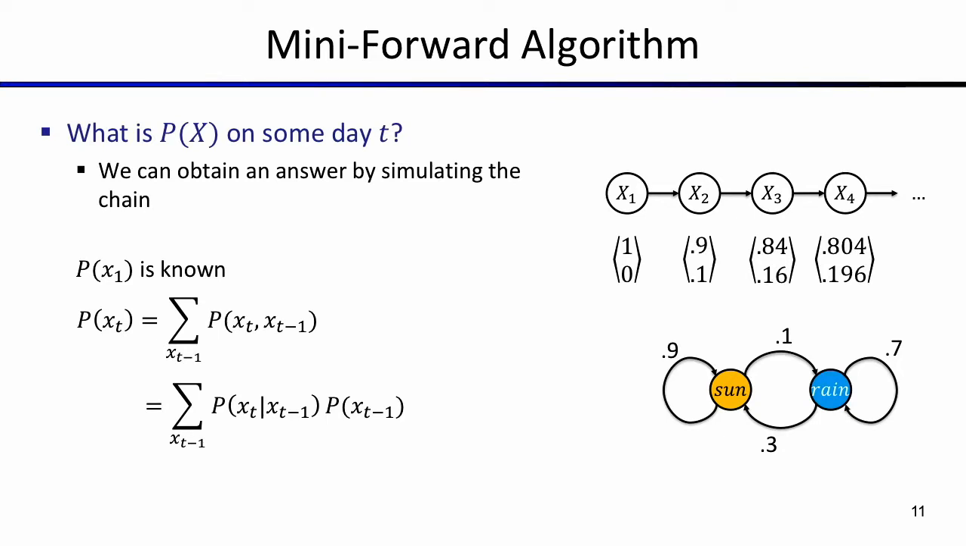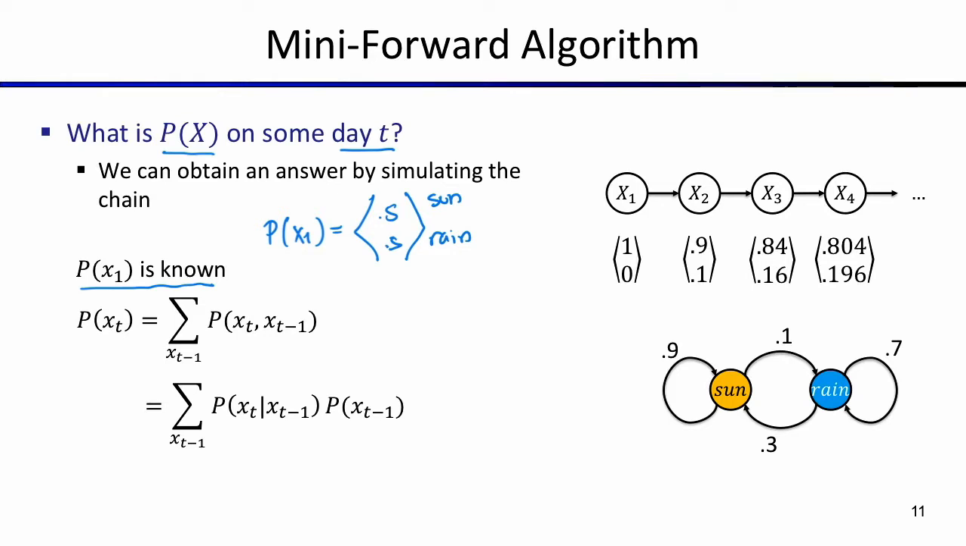We want to simulate the chain. We want to compute the probability of x for a sequence of days until we reach a certain day t. So we need to compute this probability. Let's suppose that the initial probability is not necessarily a deterministic value. It doesn't need to know that it's a sunny or rainy day. We can say that the probability of x1 is something like 0.5 and 0.5. So on top, let's say that's sun, and on the bottom, I'm going to say that is rain. So we can put any probability distribution that we want for x1.